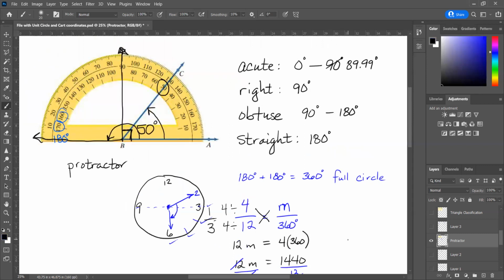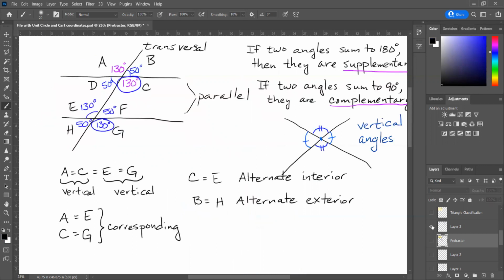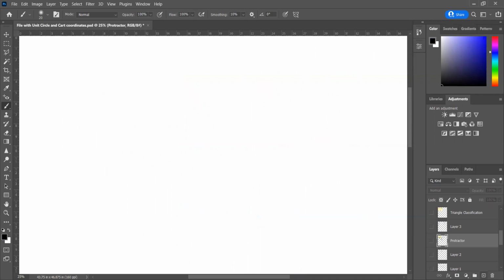All right, and that kind of wraps up 10.1. So now let's move on to 10.2. I don't want that layer anymore. I need a new layer. Okay, 10.2. I'm going to go back to some parallel lines here for a minute.